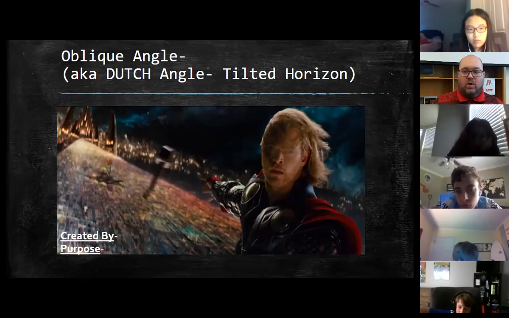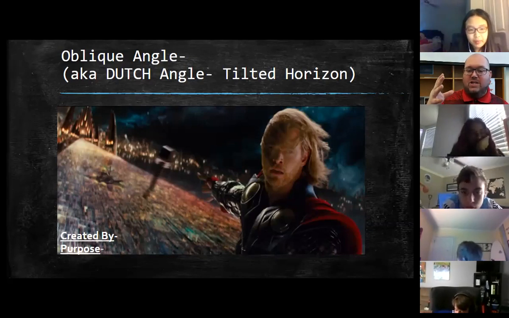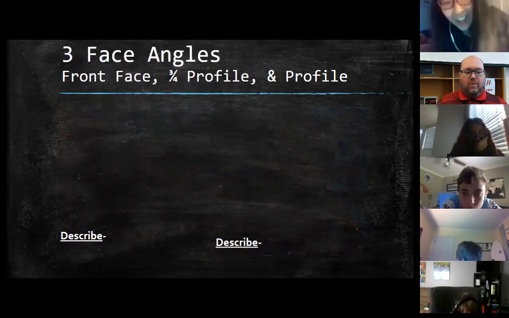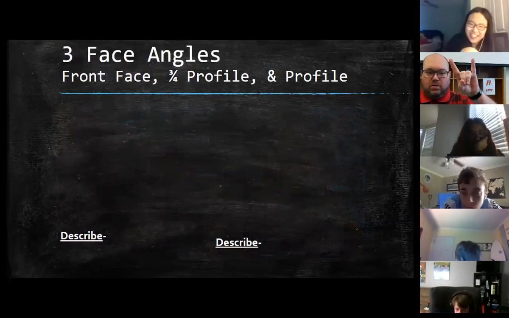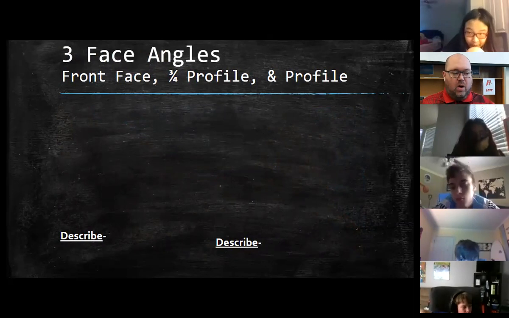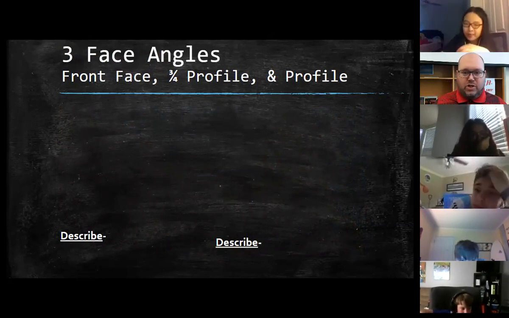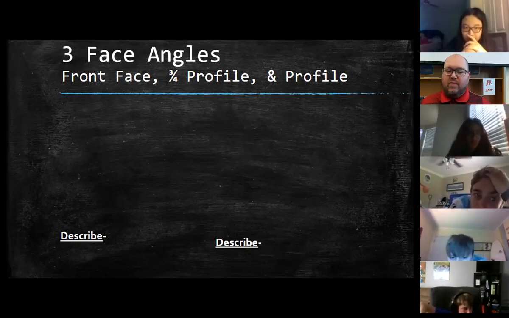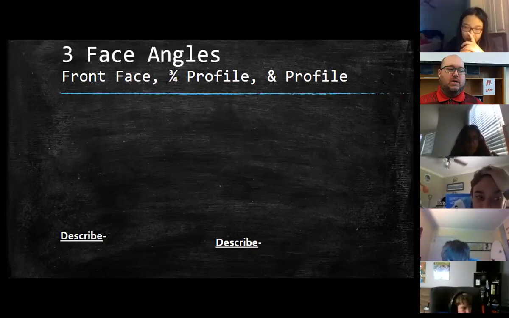Now, the next thing that we're going to look at, still talking about angles, but these ones are not the camera angle, but rather the subject's angle, in this case human angles or face angles. Now, there are three face angles. Uno, dos, tres. Three face angles. Under each one that pops up, I just want you to describe it, because each one's going to have a different purpose.